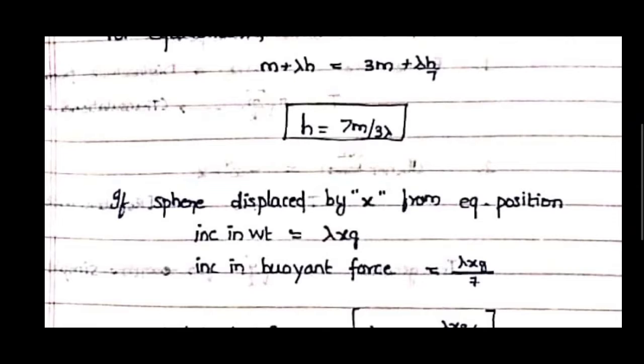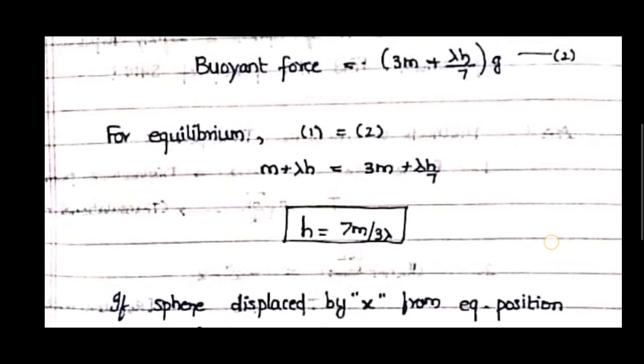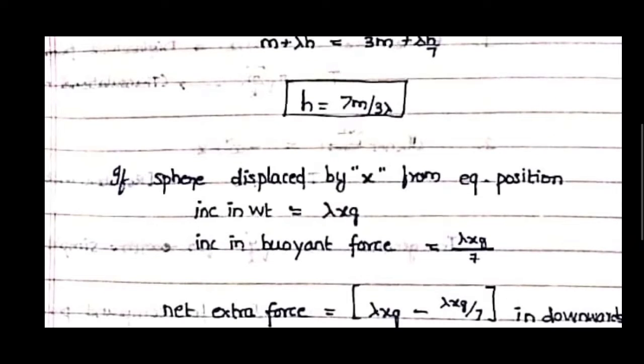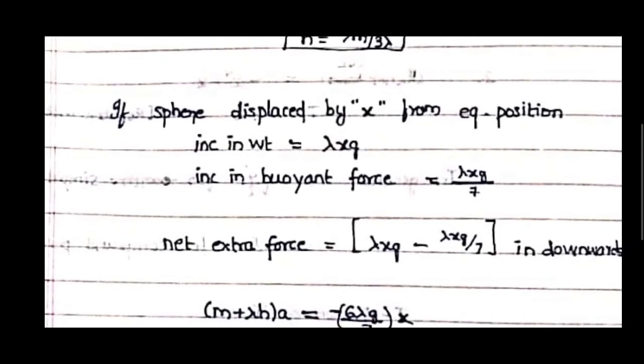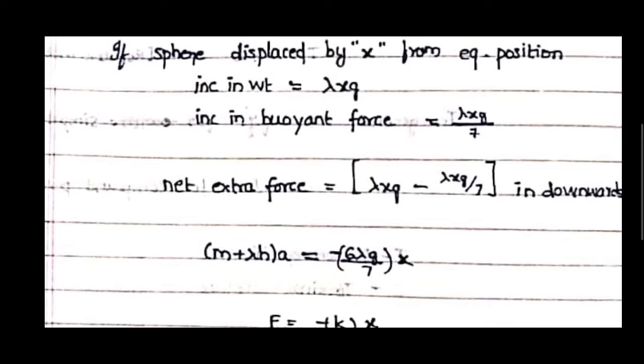If we displace the sphere by x, increase in weight of what? Increase in weight of the sphere is lambda into x into g, and increase in buoyancy force is lambda x into g by 7. Now the net extra force will be lambda xg minus lambda xg by 7 in the downward direction, that is 6 lambda xg by 7 in the downward direction, so negative.